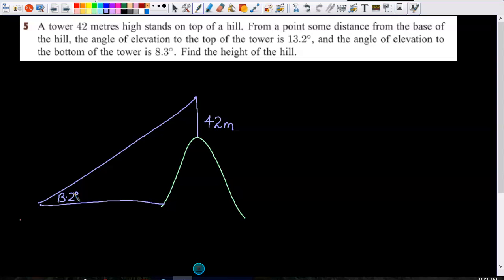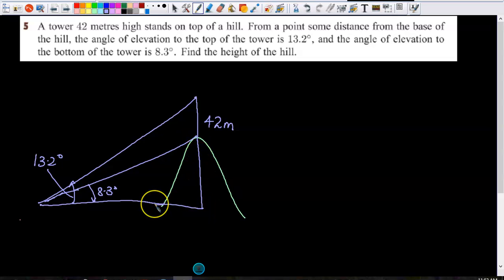I wouldn't draw it down just yet, just in case I stuff up. Don't have that much blind faith in me. And the angle of elevation to the bottom of the tower is 8.3. So what's going on there? The bottom of the tower? That's 8.3. Find the height of the hill. So we want to find, would you agree?